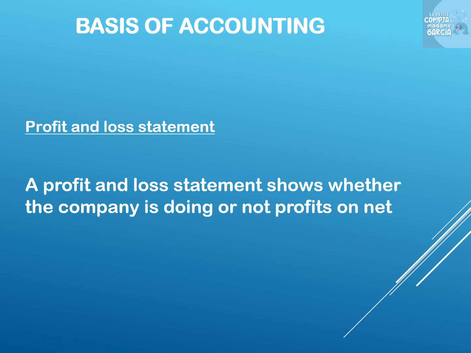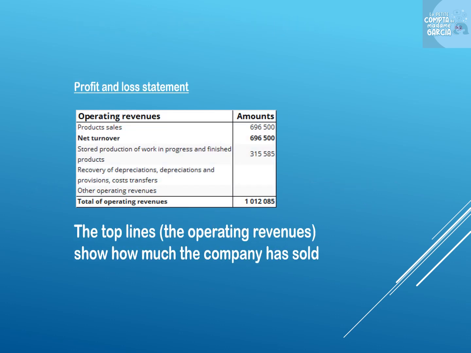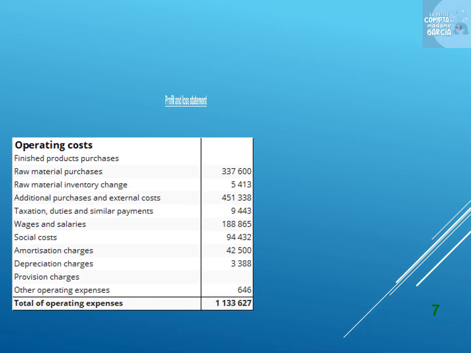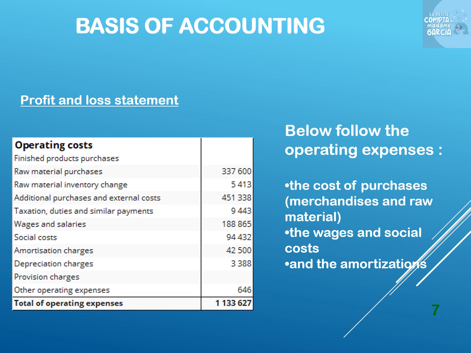A profit and loss statement shows whether the company is making profits or not on net. The top lines of this statement, the operating revenues, show how much the company has sold. After that, we can find the operating expenses, for example, the cost of purchases, merchandise and raw material, the wages and social costs, and the amortizations.